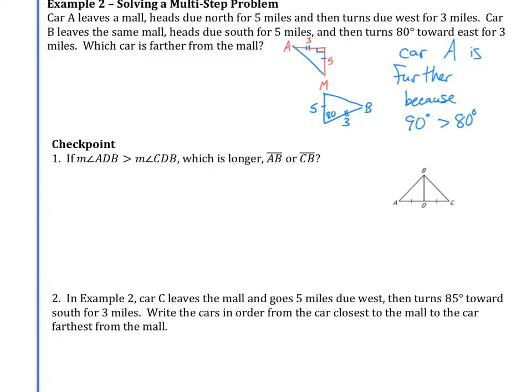Okay, checkpoint. If the measure of angle ADB is greater than the measure of angle CDB, which is longer, AB or CB? AB is longer than CB because if the bigger angle is over on the left, the bigger side is on the left. So AB has to be bigger than CB because this angle right here is bigger than the other angle.